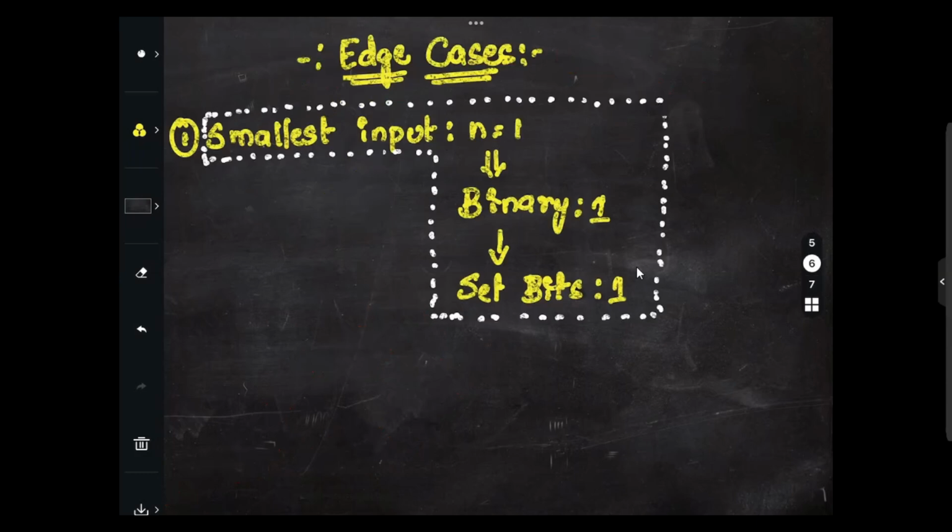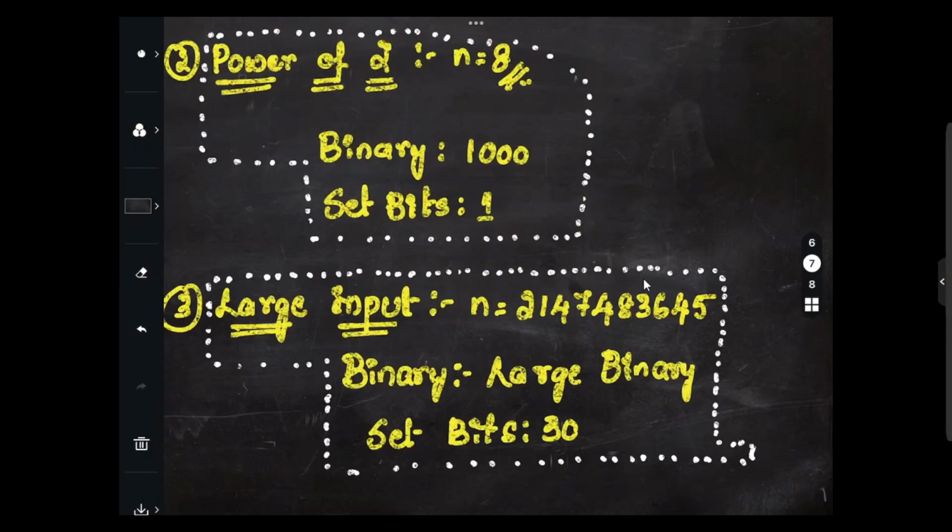So next, let's discuss the edge cases one by one quickly. First is the smallest input. Here N equals 1, the binary representation is 1, and the set bit count is 1. Just keep this edge case in mind.